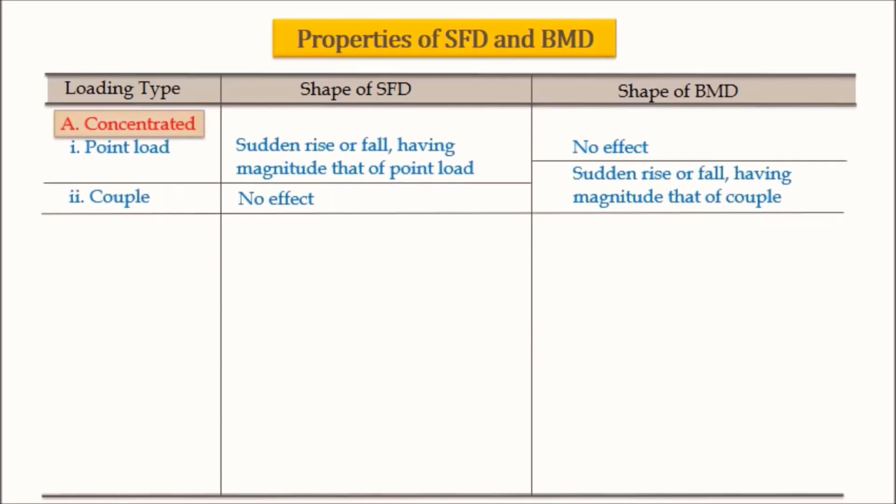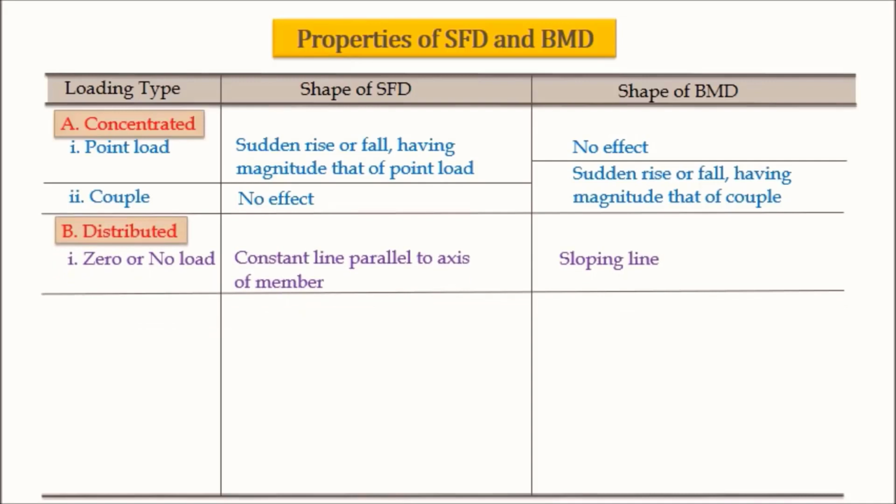First is concentrated loads. Two effects are there: one is point load and the other is couple, as you can see on the screen. For the shape of SFD, there is a sudden rise or fall when a point load is there, but no effect in BMD. But when a couple is acting, there is no effect on SFD, but there is a sudden rise and fall in BMD. All these things we have already learned in session number 1. I am just taking a recap.